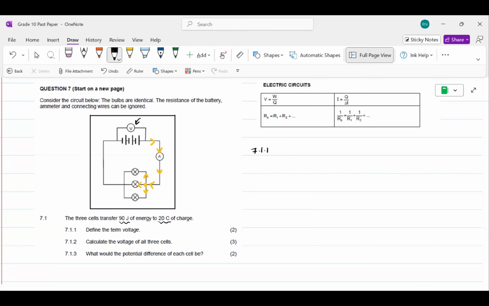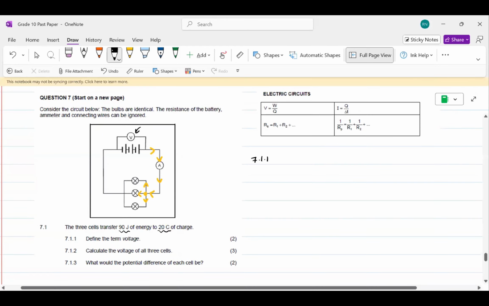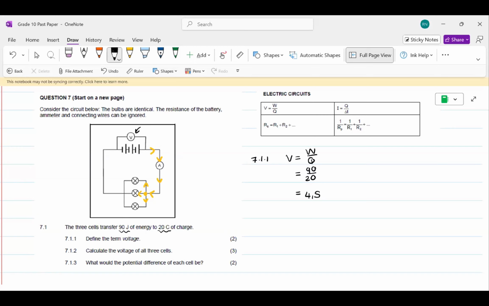So they've given you joules, they've given you charge, and they're asking for voltage. Joules, sometimes some people like to call it work. Okay, so we're looking for voltage given the joules and charge. Perfect. So voltage is equal to work over charge, which is going to be 90 over 20, which is going to be 4.5 volts.